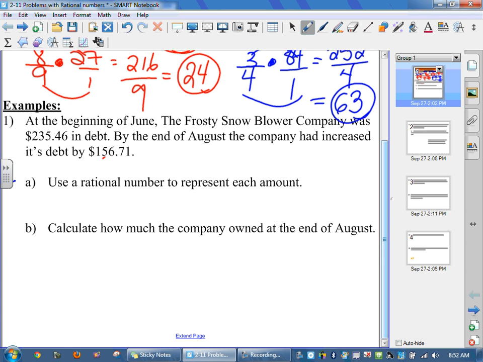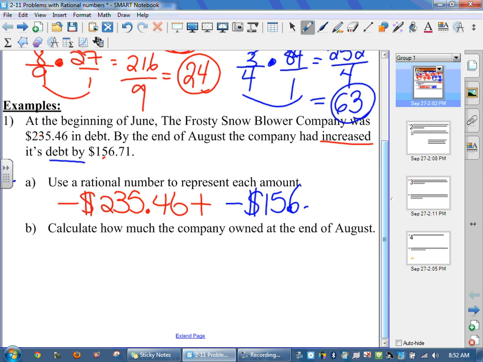So we're in debt $235. So we're in debt, that means it's a negative number. So negative $235.46. And then we increase, the word increase means we add, but we're adding more debt. So we're adding another negative value. We're adding negative $156.71. So that means we're owing more money. So letter B says calculate how much they owe at the end of August. So now we just add both those negative numbers.